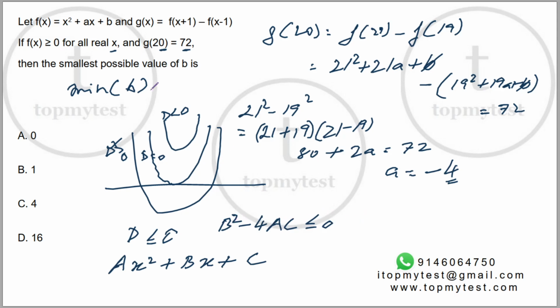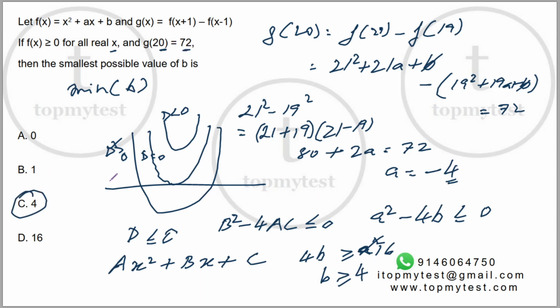Now what is B here? B here is small a, minus 4. A is equal to 1 and C is equal to small b. This should be less than or equal to 0. Let's rewrite this. So you will get 4b is greater than or equal to a square. a square is 16, which means b has to be greater than or equal to 4, right? So minimum value of b will be 4, option C.